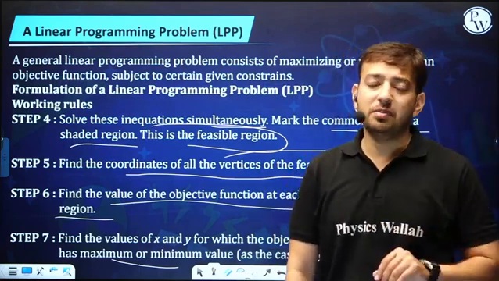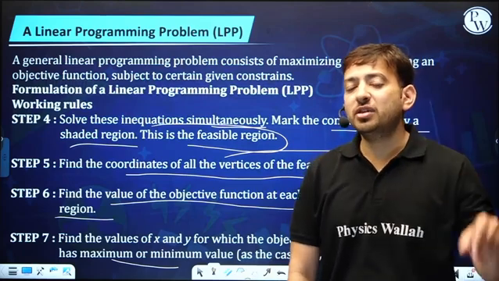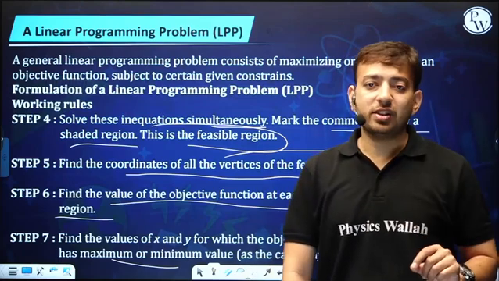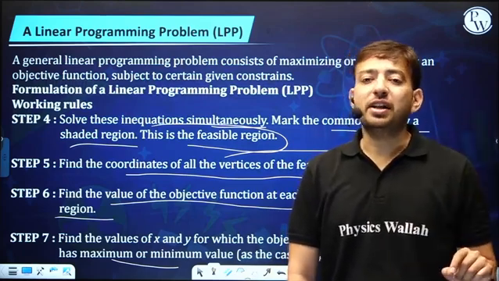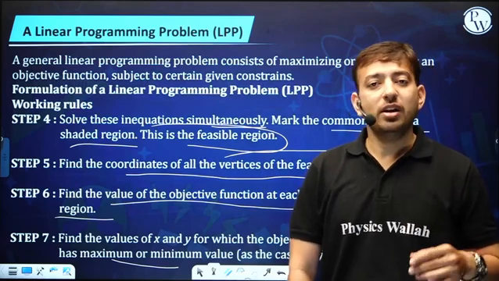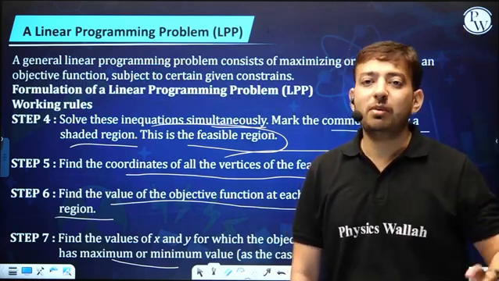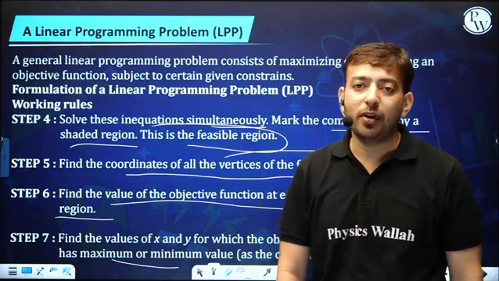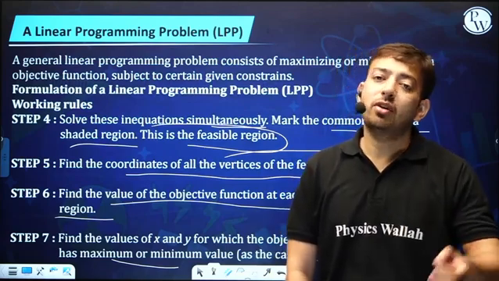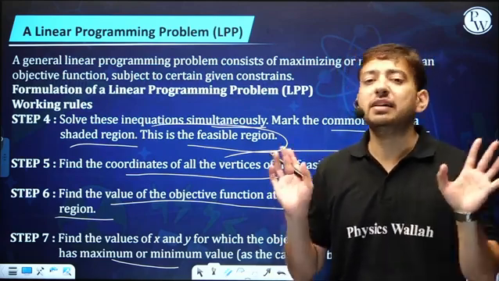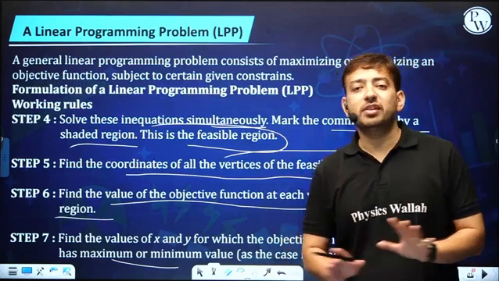We got the feasible region. Now in the feasible region, you got the vertex points. Now get the objective function value on those points. So if you need maximum, the maximum of all will be your maximum point, and the minimum of all will be your minimum point. That's it.